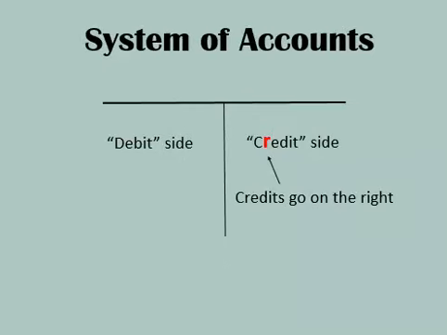In accounting, we use special words to describe the amounts written on the left and right sides of the accounts. These words are called debits and credits. Debits always go on the left side of an account, and credits always go on the right. A good way to remember this is to notice that the word credit has an R in it, and therefore credits go on the right.